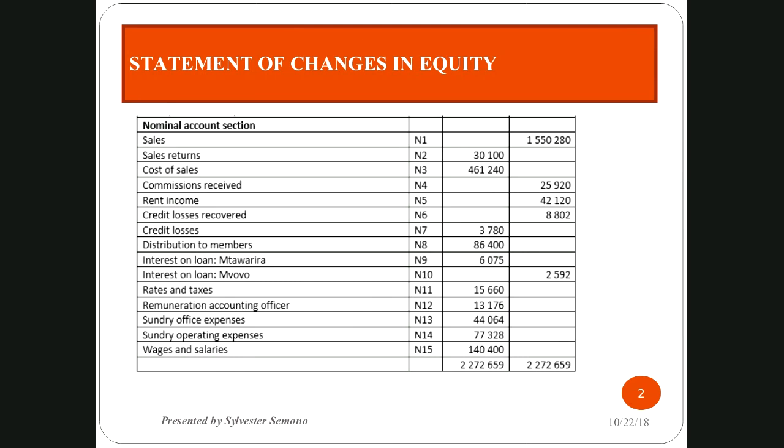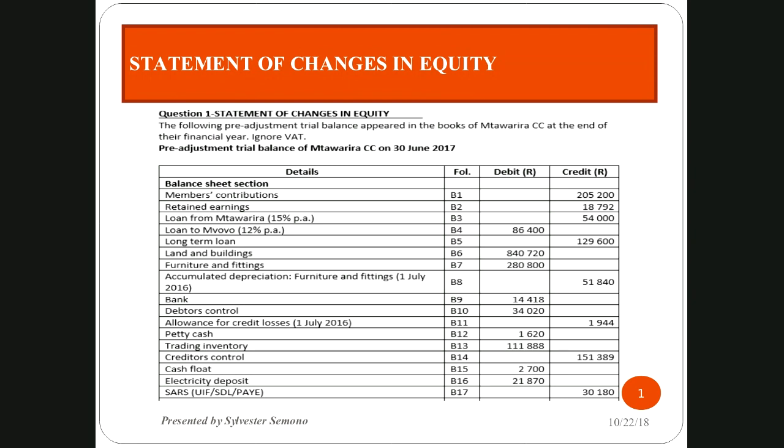check there. I think maybe you managed to make copies for this so that it can be easier for you. And we have got the nominal account section. As you know, the nominal account section consists of all the incomes and expenses. But if I can go back to the balance sheet section, this section consists of assets, owners' equities, and liabilities. So I want us to be familiar with this pre-adjustment trial balance. Any questions so far?